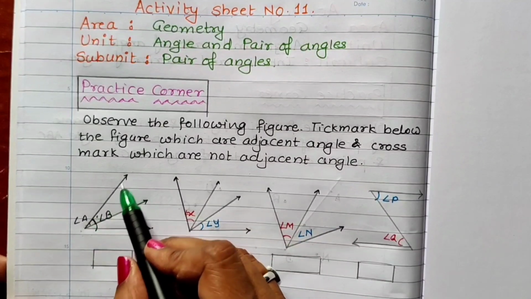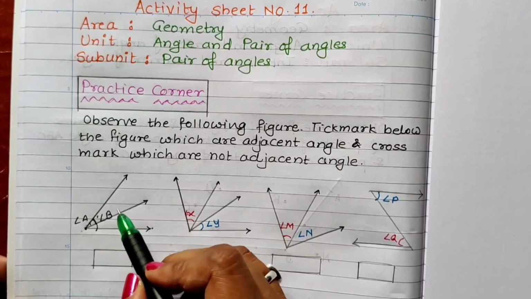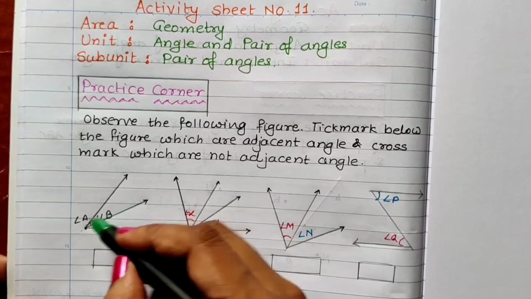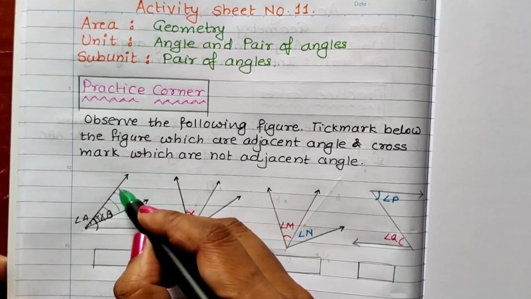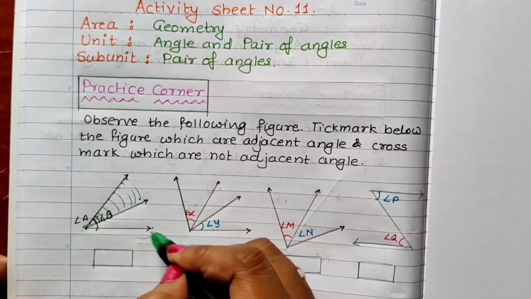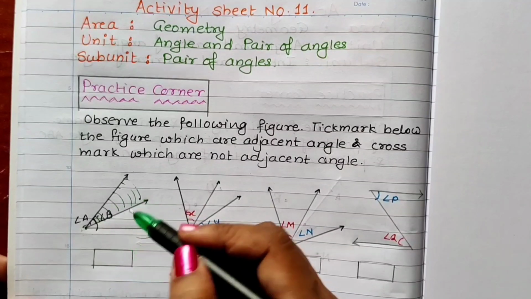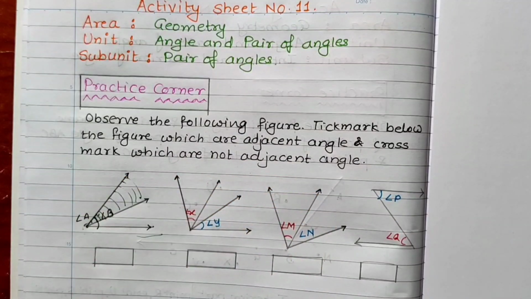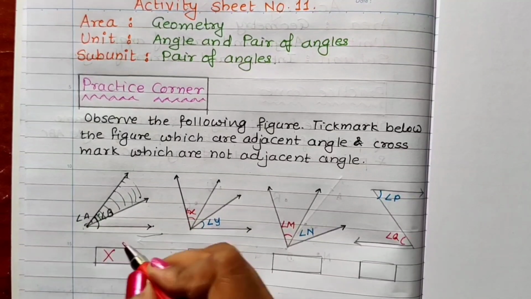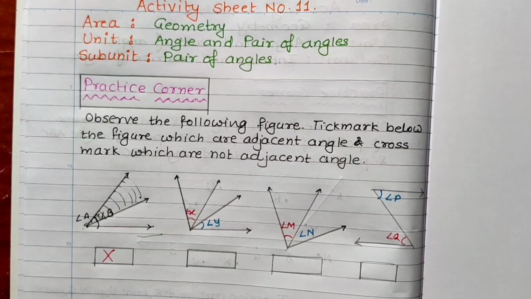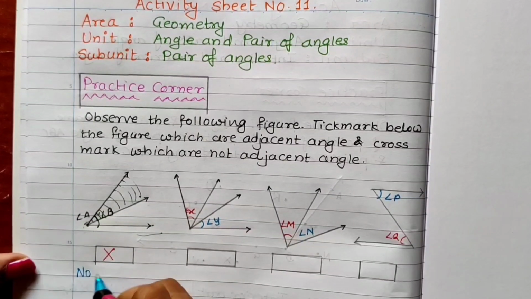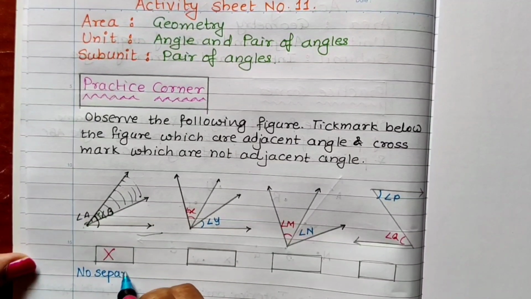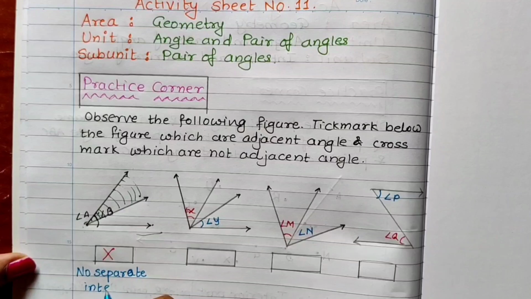Though they are having one common arm, they are having one common vertex, but their interiors are not separate. This interior is interior of angle A, and this full angle is angle B. So angle B is also sharing the same interior. Half interior part of angle B is the part of angle A also. So they are not adjacent angles. So we have to make cross mark. What reason we will be writing for this? No separate interiors.